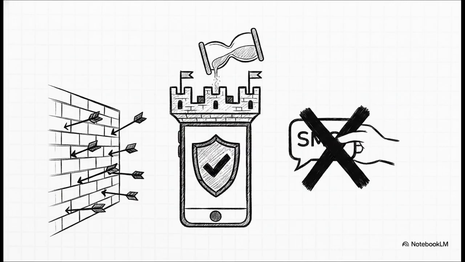And from a modern security architecture standpoint, you should heavily encourage the use of authenticator apps, like Google Authenticator or Authy, over SMS delivery. SMS is just highly vulnerable these days. Let's talk about why for a second.